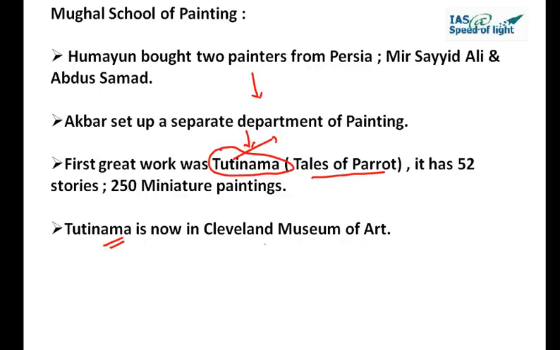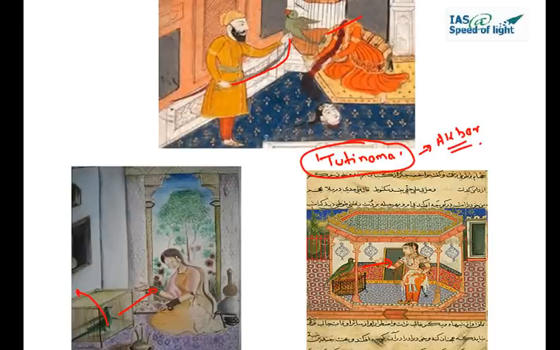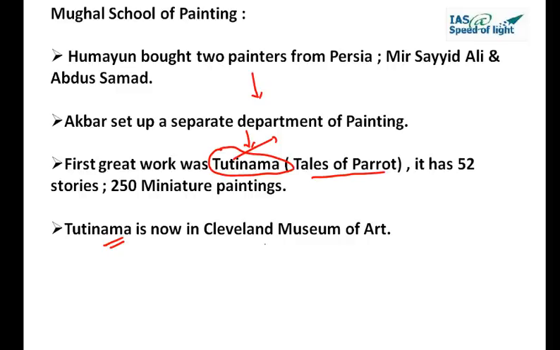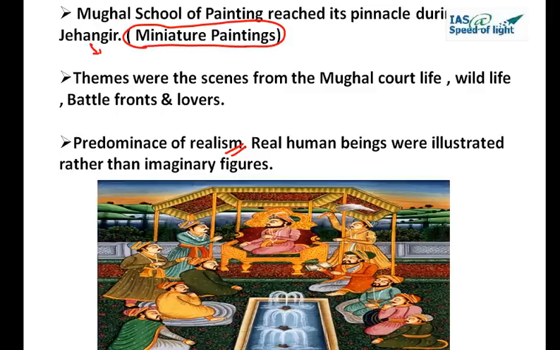Mughal school of painting, Tutinama. You have already seen these different images, stories of a parrot. Different stories which a parrot tells to the lonely wives. Then Akbar, who set up the separate department for painting. Jahangir, during whose regime the miniature paintings reached their pinnacle.